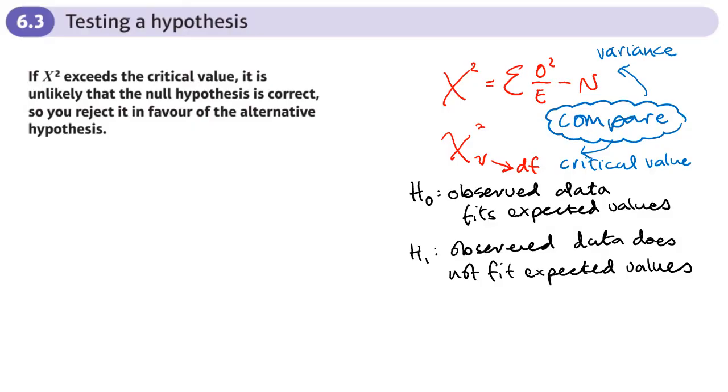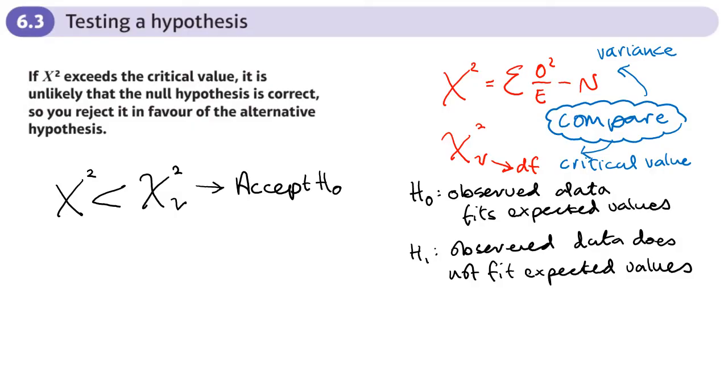If our calculated value of x squared is less than our chi-squared critical value, then we will accept H0. So we're saying that the variance of our observed data is less than the critical value.